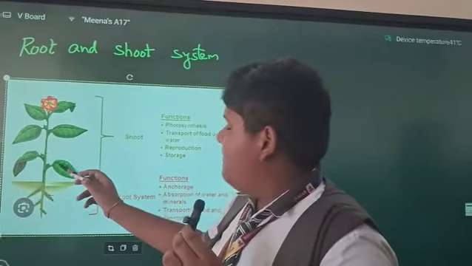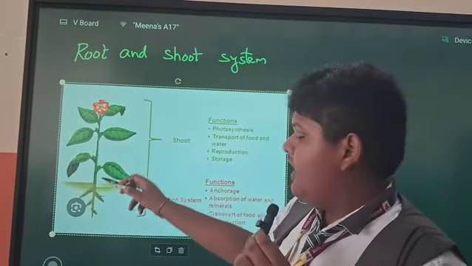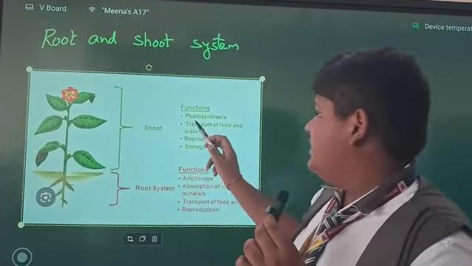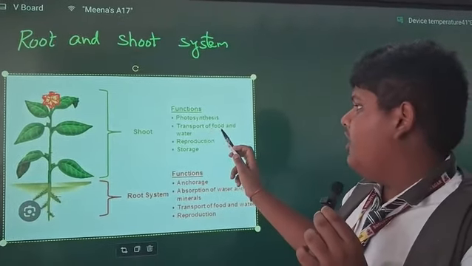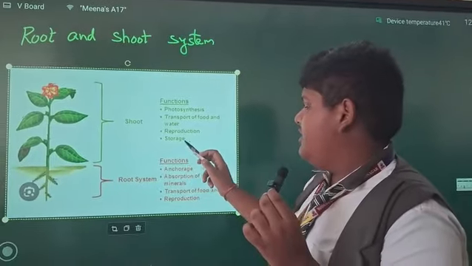Shoot system, a part of a plant that grows above the ground. It's called shoot system. The functions of the shoot system are photosynthesis, transporting of food and water, reproduction and storage.